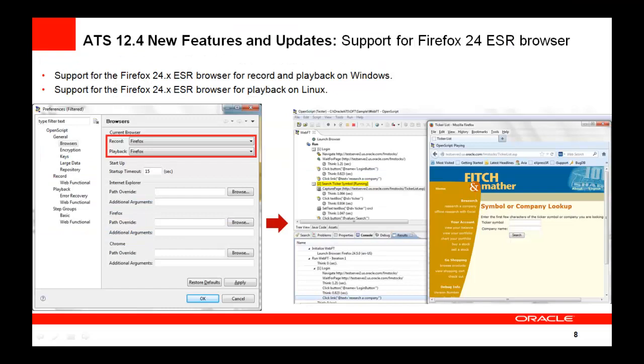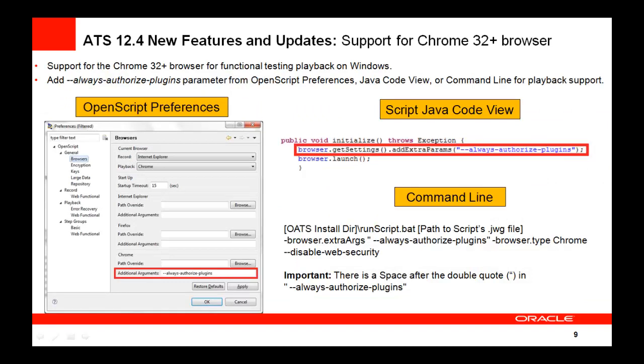Another new feature we have added in 12.4 is support for the Firefox 24 ESR browser. ATS 12.4 now supports Firefox 24 ESR browser for record and playback on Windows. There is also support for playback on Linux. 12.4 also provides support for Chrome Release 32 and above for functional testing playback on Windows. As mentioned previously, we continue to support Chrome versions 27 to 31. The steps mentioned below are only required for Chrome 32 and above.